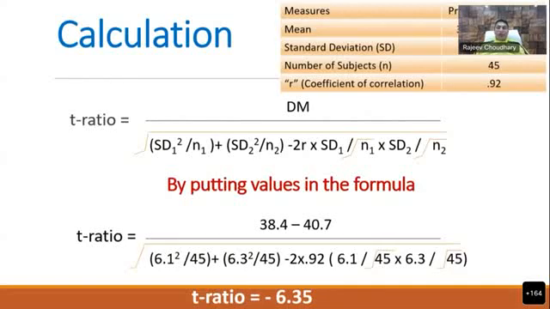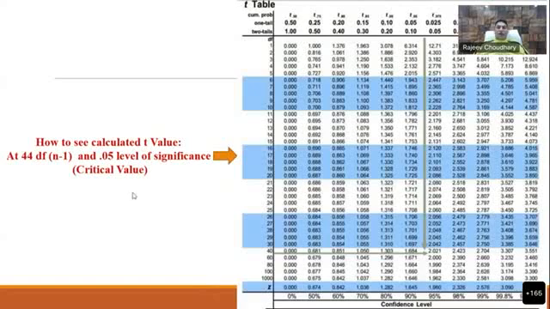Difference between means means we subtract the lower value from the higher, which will always be a positive value. We have to ignore this sign. See how to find the tabulated value at 44 degrees of freedom. In this hypothetical example, the investigator conducted the study by taking 45 subjects. The formula for calculating DF is n-1, since there is one group. In the independent t-test we had two groups, so the formula was n-2. Here, 45 minus 1 is 44.